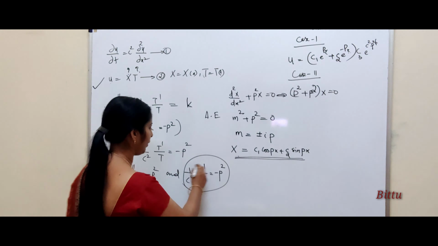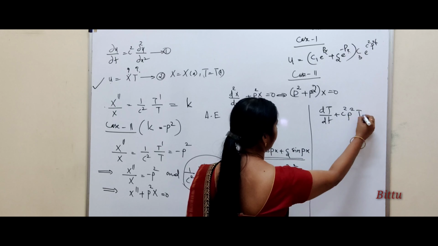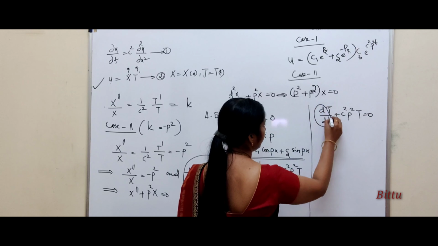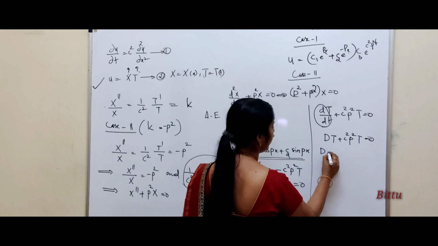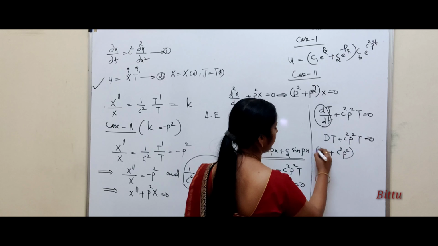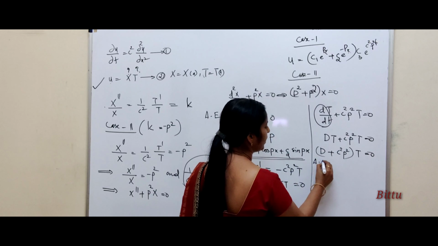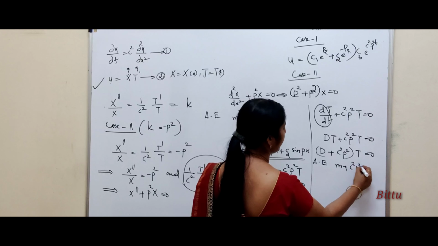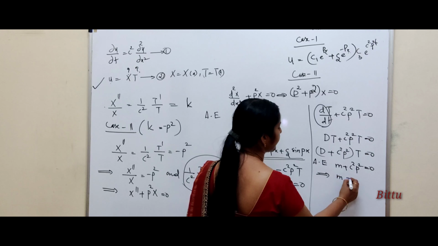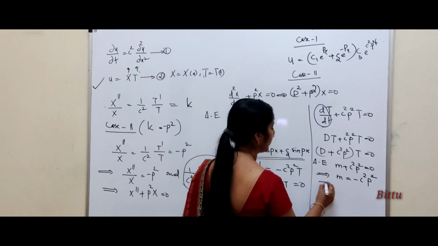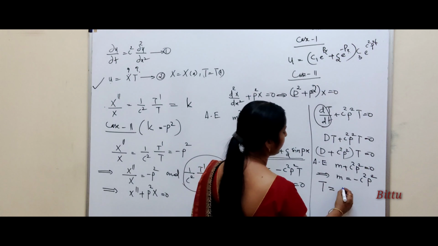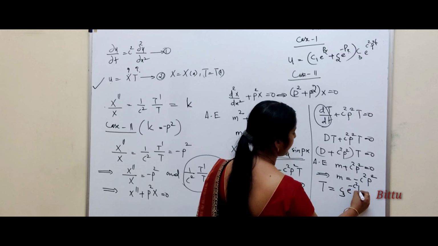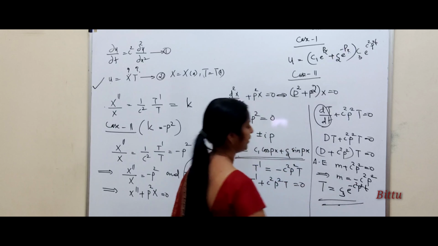What is T dash? T dash is dT by dt, plus c square p square T equal to 0. You denote it by D: D T plus c square p square T equal to 0. That is, (D plus c square p square) T equal to 0. Its auxiliary equation is m plus c square p square equal to 0. What is m? m is minus c square p square. So what is our T? T is, here we introduce c1, c2, you take another arbitrary constant c3, e raised to minus c square p square t. This is T.